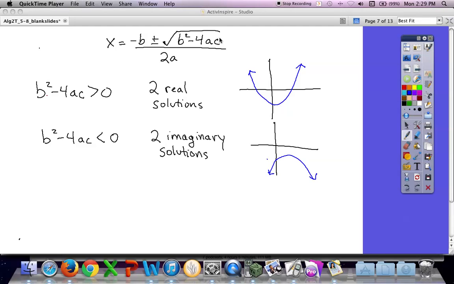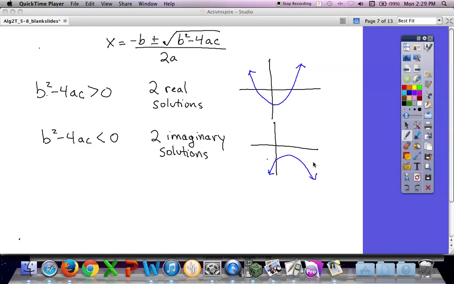Okay. If the b squared minus 4ac is negative, right, then you're taking the square root of a negative number. What kind of solutions are you going to get? Imaginary solutions, and it will be two. Right? It'll make a difference whether you add or whether you subtract. You will get two different solutions.